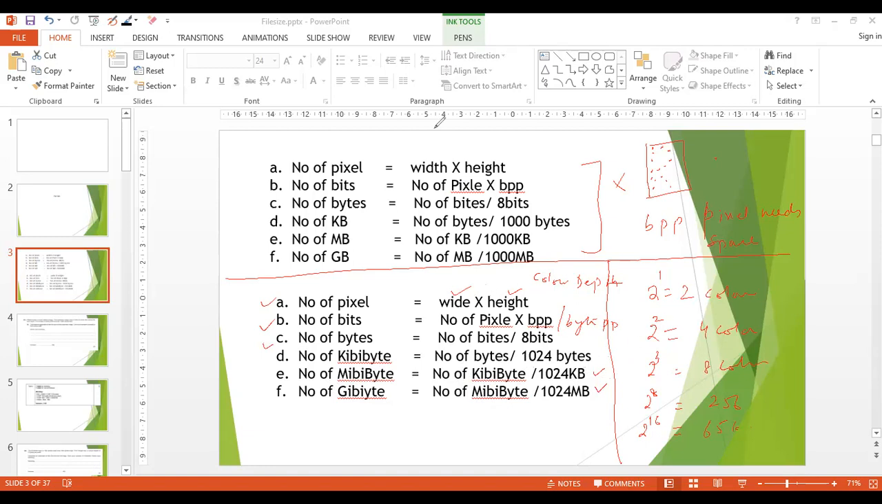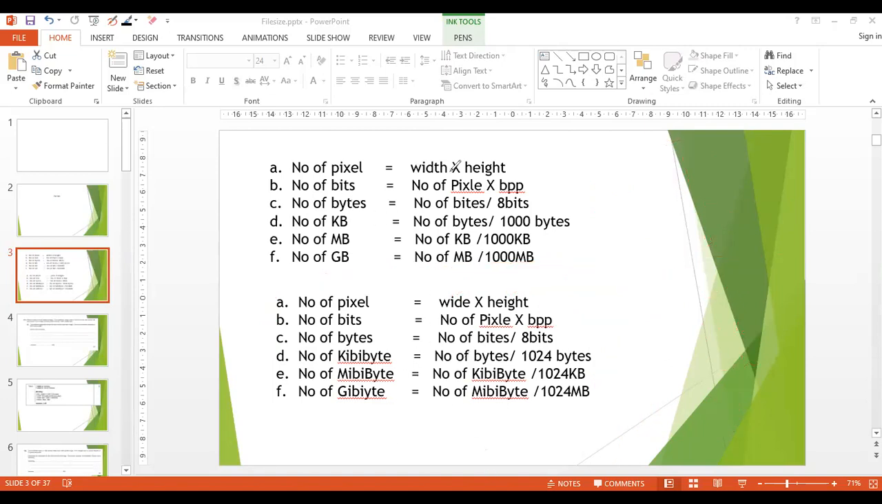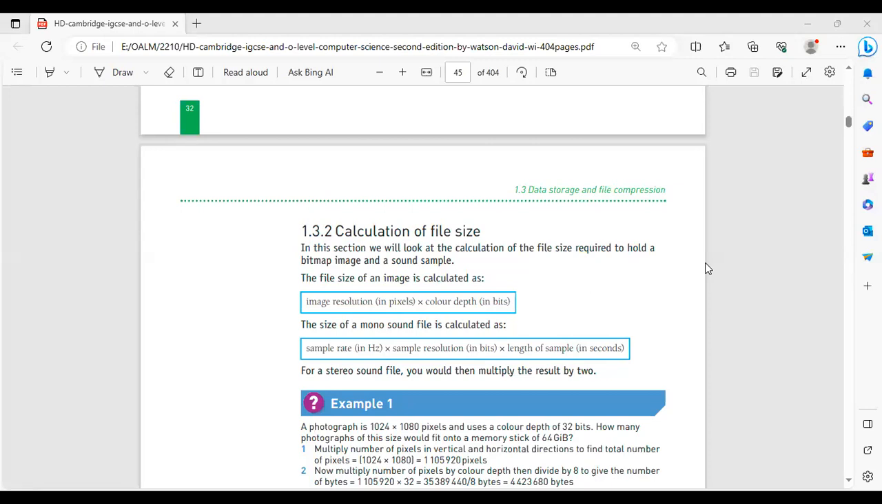Now I'm moving to an example. I hope you have understood this. Now here they have given some examples.